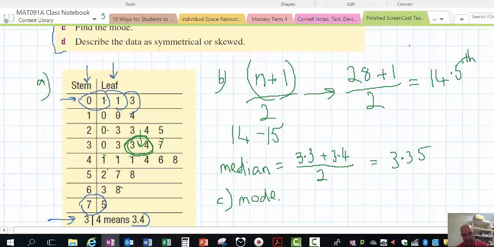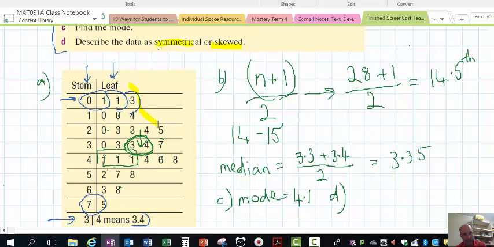Okay, and the mode is the most commonly occurring. Well, if you have a look on there, there are 3 of these, and that's more than anything else. That number is 4.1. So 4.1 occurs the most often. It's the mode. And is it skewed or is it symmetrical?